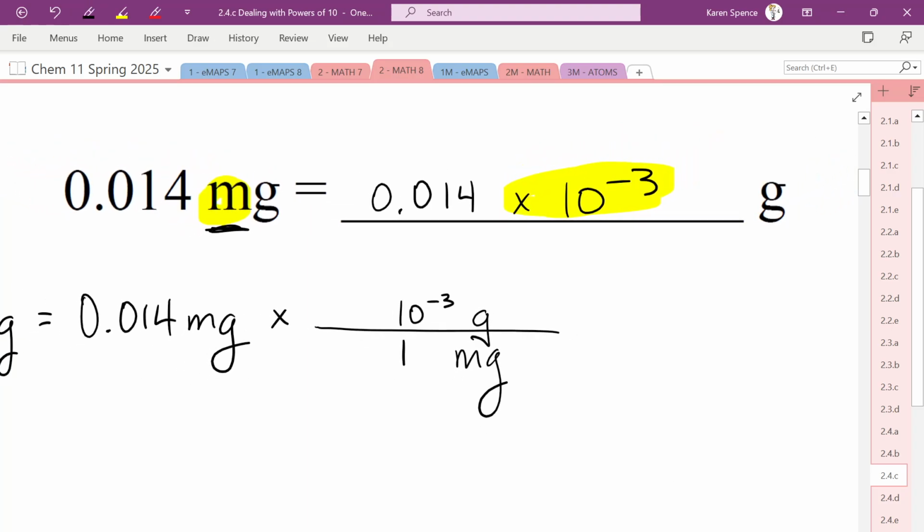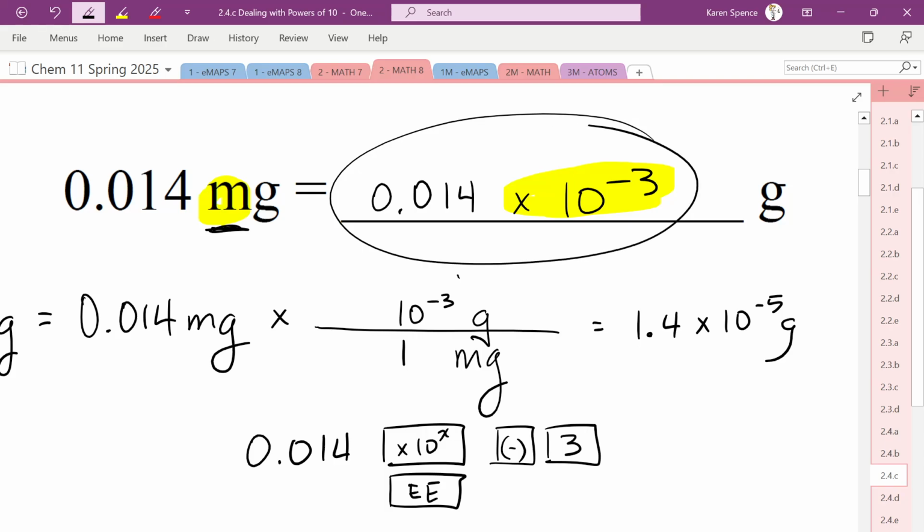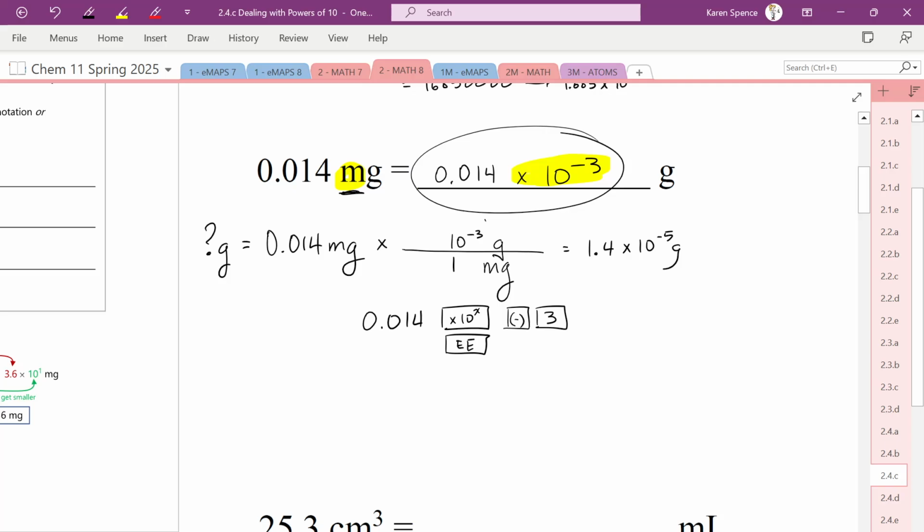Okay? If you want to plug this into your calculator, you would just type in 0.014, and then you can type in your times 10 to the, or your EE button, negative 3. And hopefully you get 1.4 times 10 to the negative 5 grams, which you could also get by taking this answer and converting it into scientific notation. Do you guys have a preference? Doesn't matter.